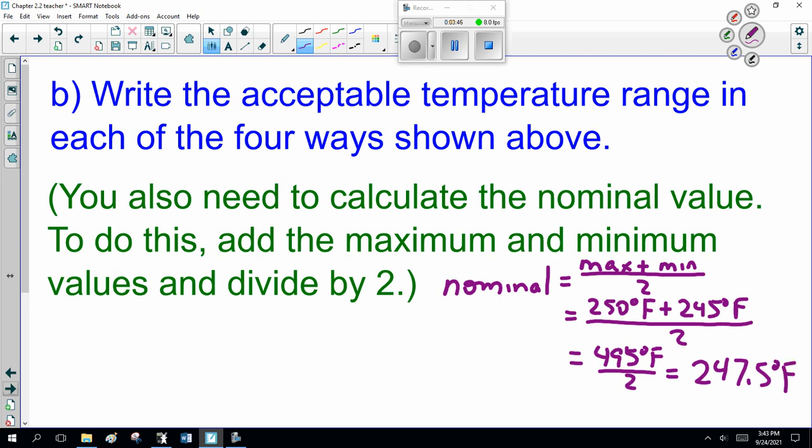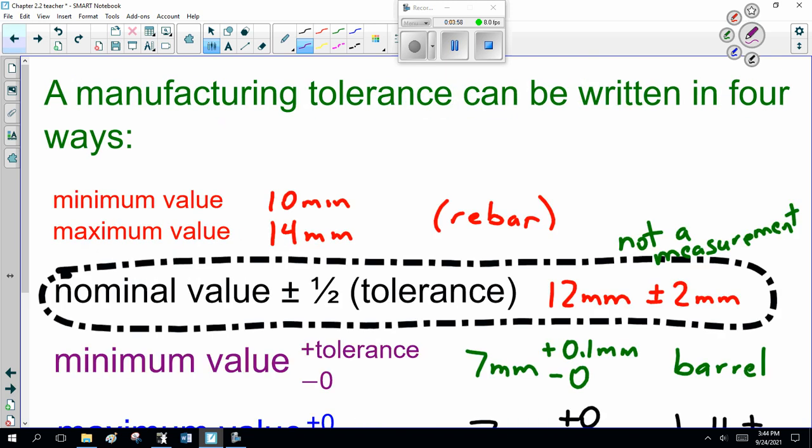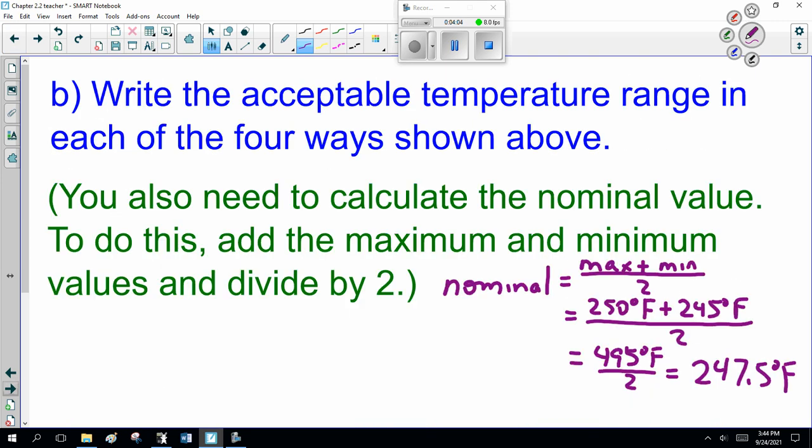Now, as it said, write the acceptable temperature range in each of the 4 ways shown above, or previous page actually. So go back here. Minimum value, maximum value. The first way, minimum value is 245 degrees Fahrenheit, maximum value 250 degrees Fahrenheit.